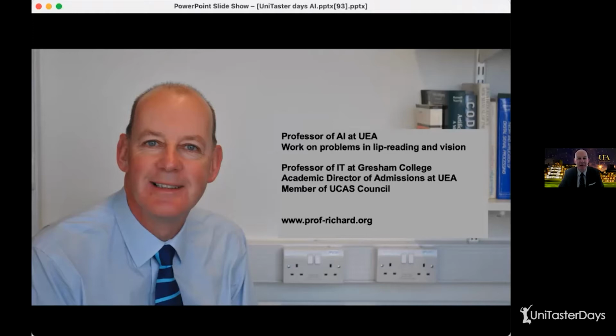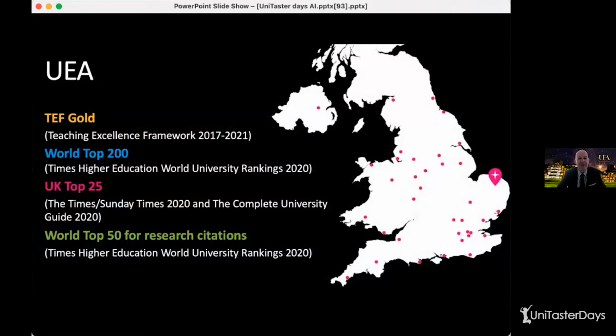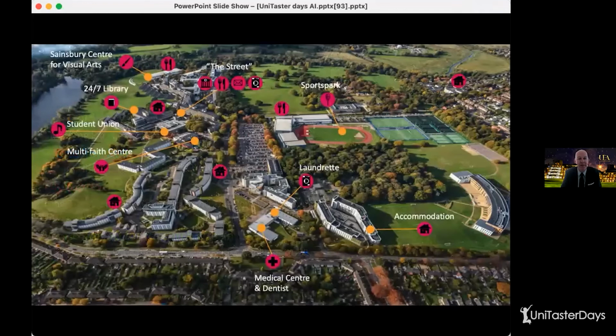For those of you who don't know, this is UEA on the left. I don't want to bore you with how brilliant the University of East Anglia is. Both the universities presenting are, of course, super, super brilliant. And that's not what this is. I just wanted to point out we're over on the right-hand side based in Norwich. And this is the map of UEA, which again, I don't want to dwell too much upon, but I do want to dwell more upon the map of the territory.